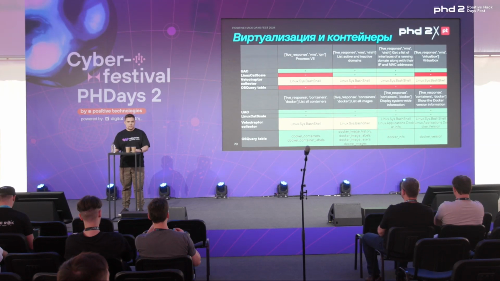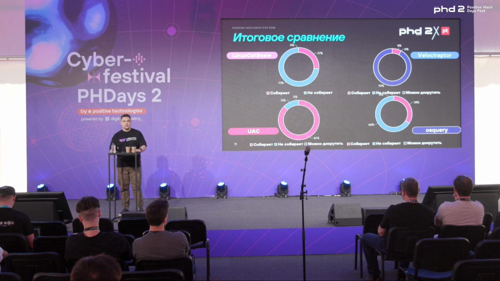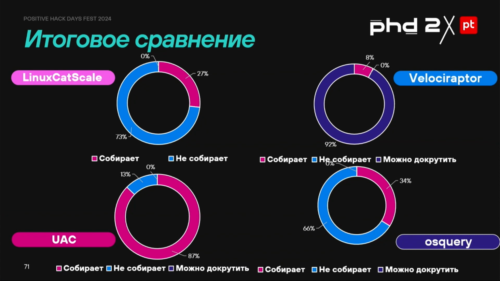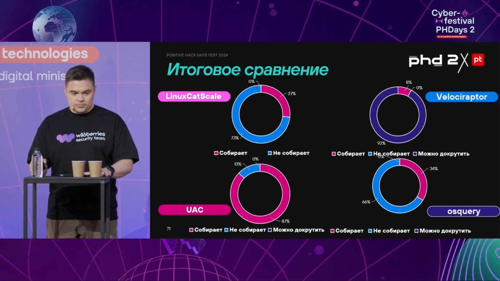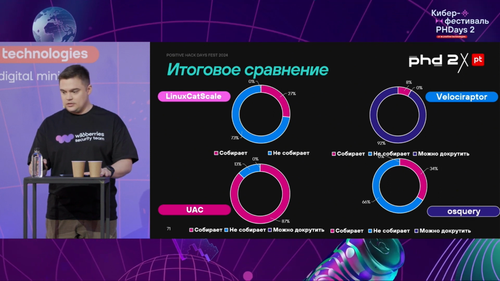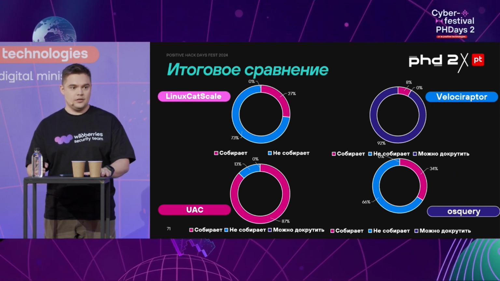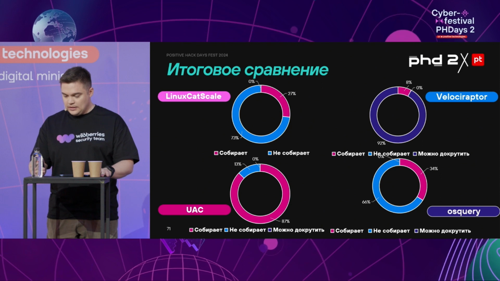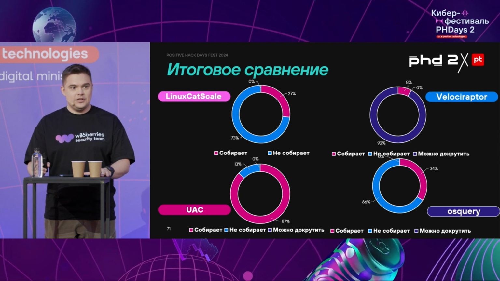And if we gather statistics on the artifacts collected, we can see the following. Okay, the Linux Cat Scale and the OS query, they take 1/3 of this. So this is openly available information and easily available information, which will be enough to understand and analyze triage. UAC is the most complete in terms of the data collecting. Velociraptor collects the least data, but there you can have more space for setting configurations.